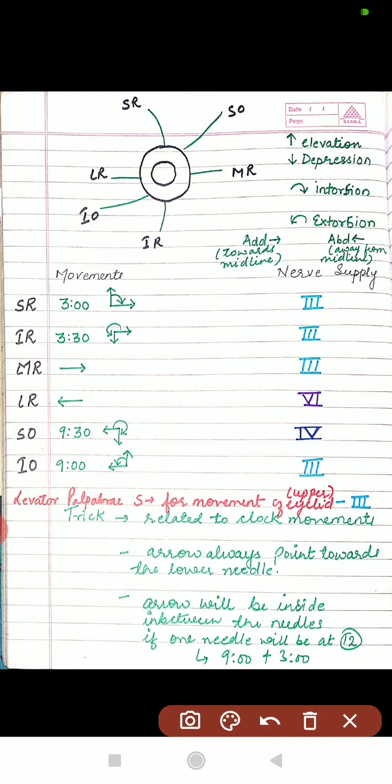Abduction and adduction. What is adduction and what is abduction? So adduction is nothing but movement towards the midline, and abduction will be towards the left side, or towards the opposite side.